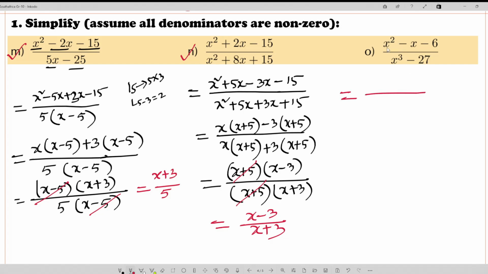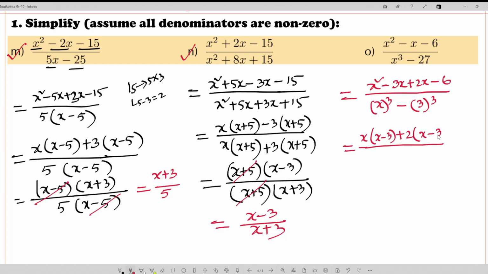This fraction in the numerator x square minus x minus 6, this one we can write x square minus 3x plus 2x minus 6. Minus 3x plus 2x means minus x, and 3 times 2 means 6. And look, here is x cube minus 27. This one we can write x cube minus 3 cube. So we can take common x, so here is x minus 3 plus 2 times x minus 3.